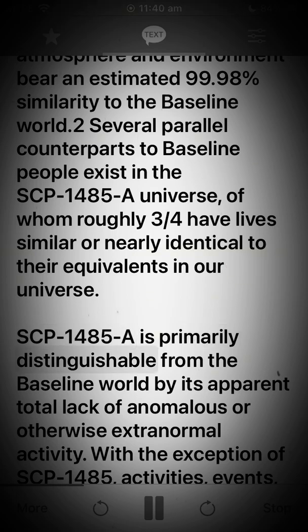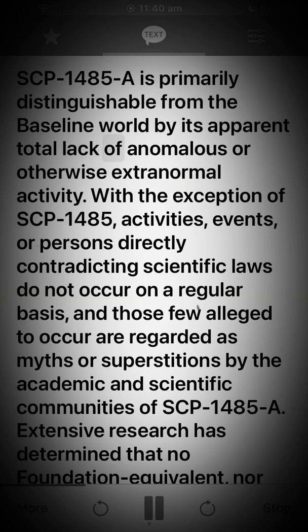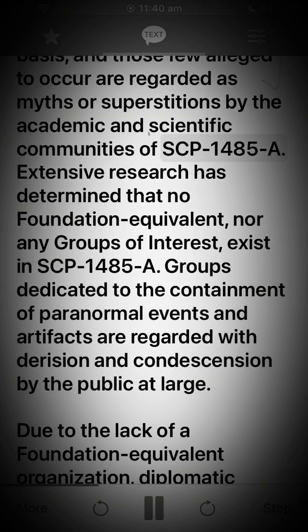SCP-1485-A is primarily distinguishable from the baseline world by its apparent total lack of anomalous or otherwise extra-normal activity. With the exception of SCP-1485, activities, events, or persons directly contradicting scientific laws do not occur on a regular basis, and those few alleged to occur are regarded as myths or superstitions by the academic and scientific communities of SCP-1485-A. Extensive research has determined that no Foundation equivalent, nor any groups of interest, exist in SCP-1485-A.